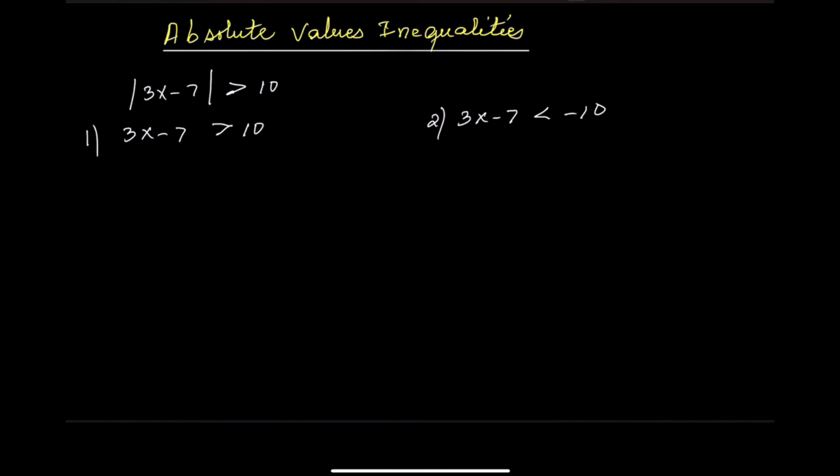Now remember this rule. If the inequality is greater than, you use the word or. If it is less than, you use the word and. Let's solve both inequalities now.